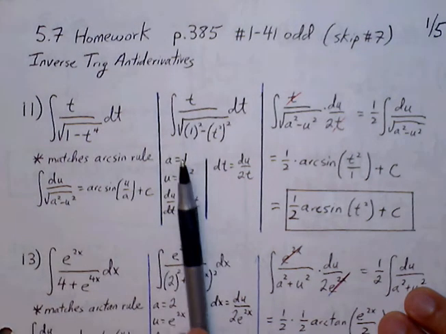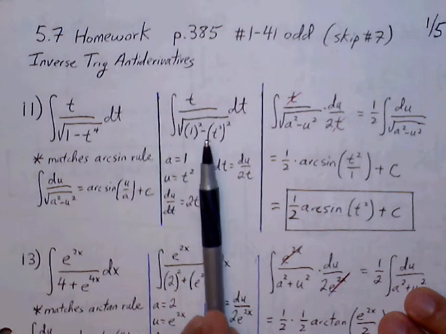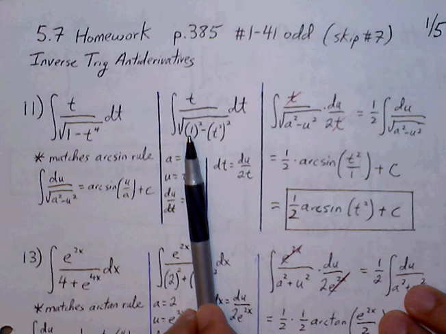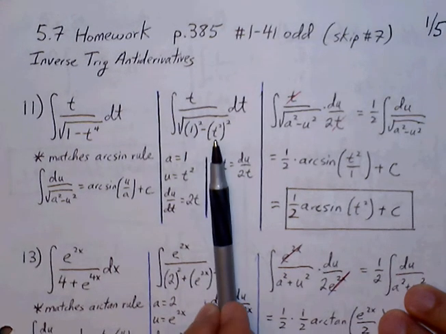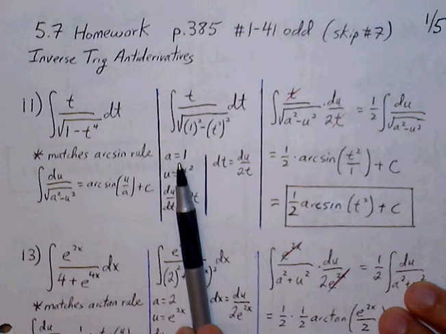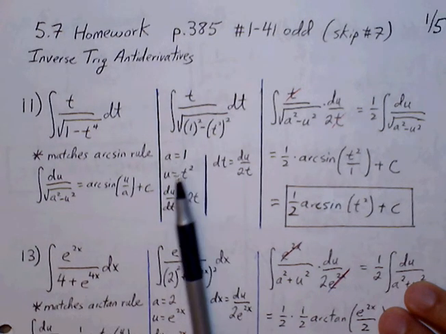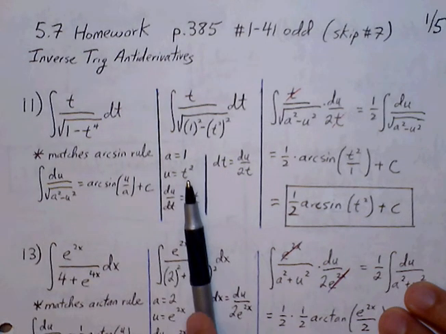So we have something that we can now use to help us find our a and u value. Our a value is what's inside the parentheses, so that's 1. Our u value is what's inside the parentheses as a variable, so it's t squared. Again, your a value is always going to be a constant value. Your u value is always going to have a variable inside of it.